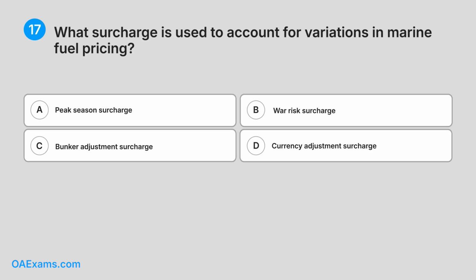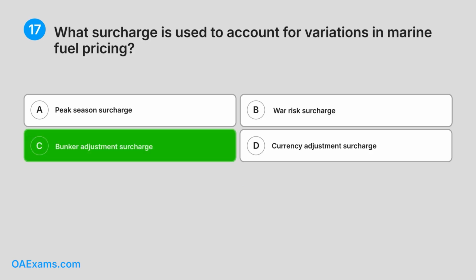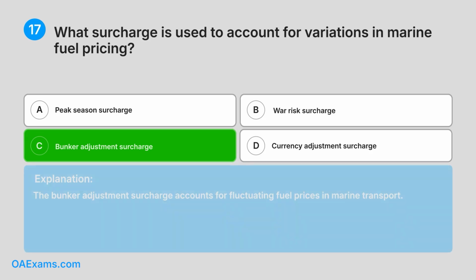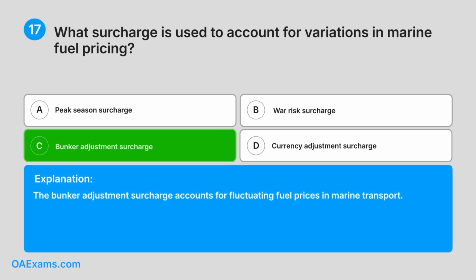Correct answer. C. Bunker adjustment surcharge. Explanation. The bunker adjustment surcharge accounts for fluctuating fuel prices in marine transport.